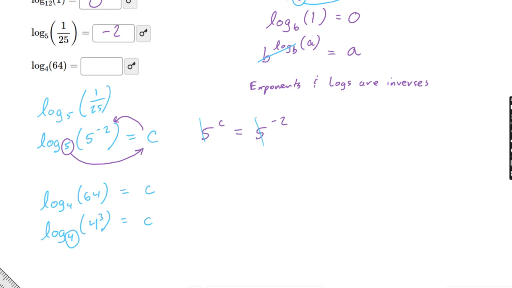And now if I raise this power over here and rewrite it as an exponential, I see it says 4 to the c equals 4 to the 3. And you can see just by looking at it that whatever c is, it must be 3 for this equation to balance.